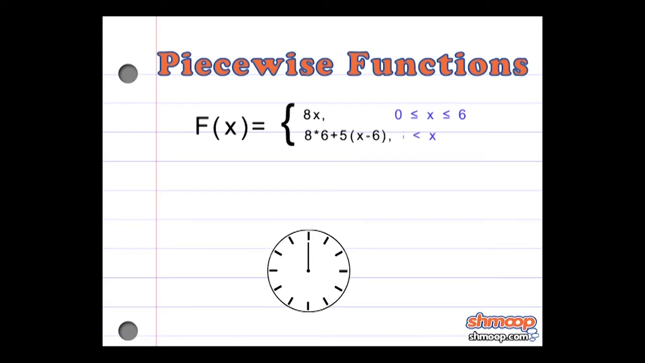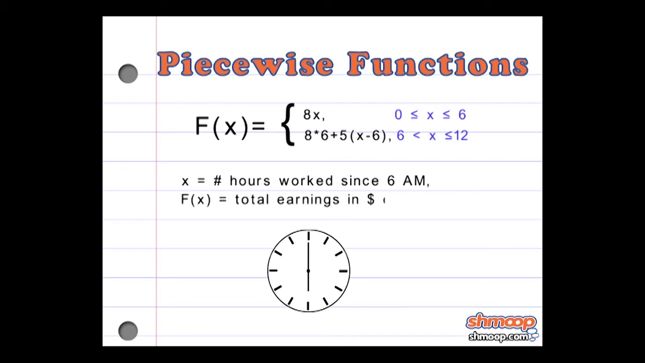is greater than 6 and less than or equal to 12, since the stand closes at 6 p.m., 12 hours after 6 a.m. x is equal to the number of hours worked since 6 a.m., which is why the second half of the function, which represents Yoko's earnings, contains x minus 6. Her shift doesn't start until noon, so the 6 hours before the switch don't apply. And of course, f of x is the total earnings of the day.